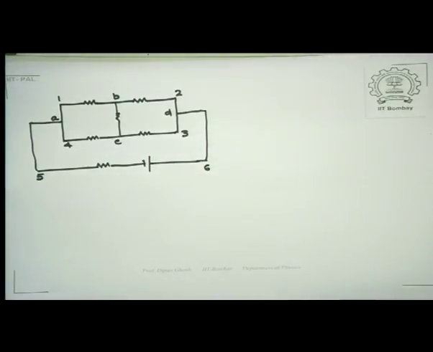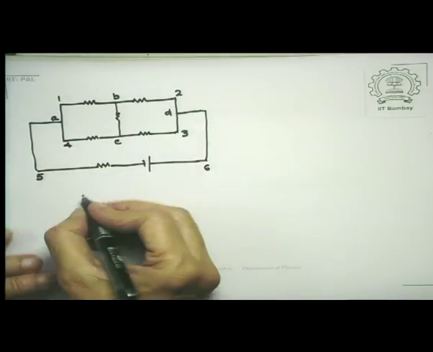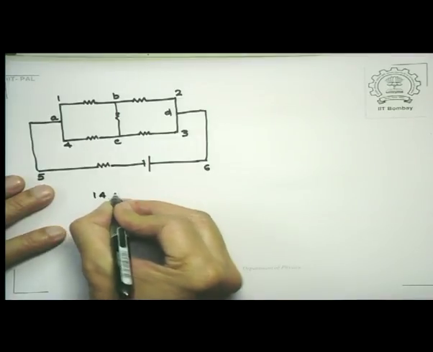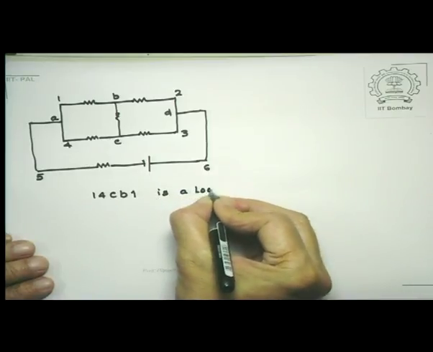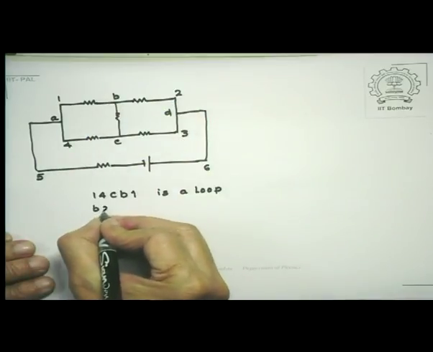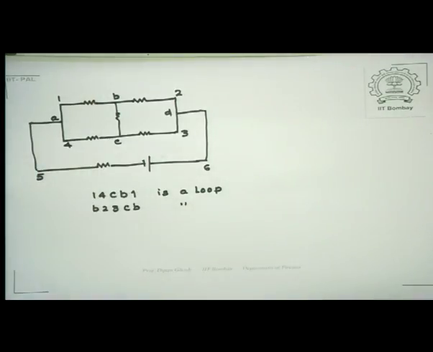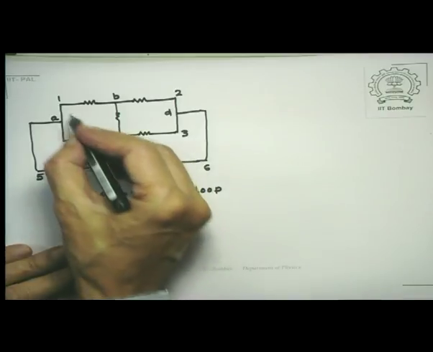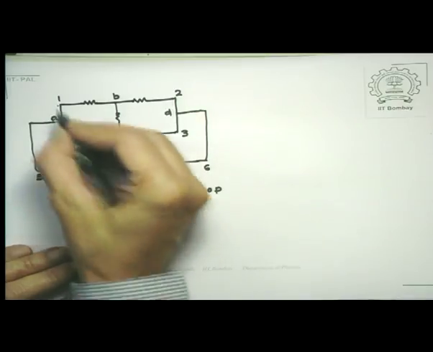Now there are many loops. For instance, if you look at this left hand side small square like loop, 1, 4, C, D, 1 is a loop. So is B, 2, 3, C, D. I'm showing loops which we are traversing in different directions, sometimes clockwise, sometimes anti-clockwise. Then, for example, 1, 2, 3, 4, 1 is also a loop.